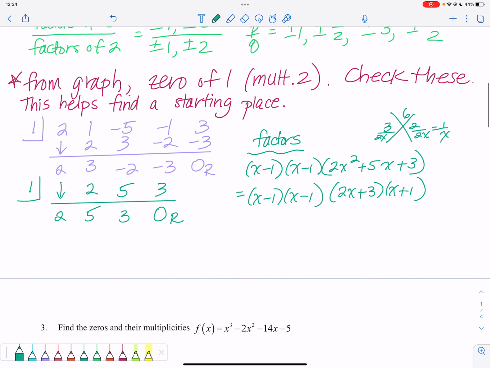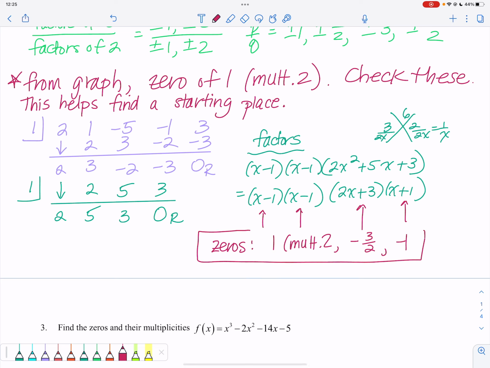So what would our zeros be here? Our zeros here are 1, and it has multiplicity 2. We have a 0 here of negative 3/2, and then we have a 0 here of negative 1. So those are our zeros.